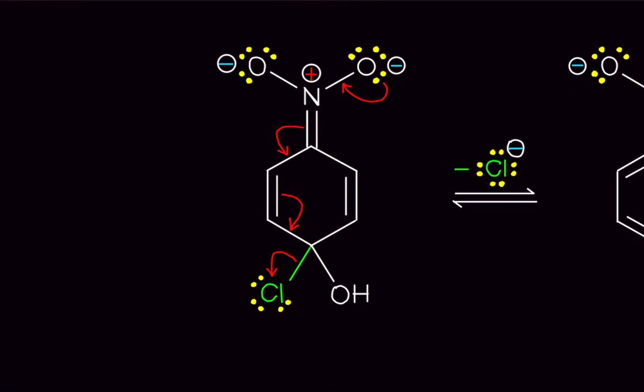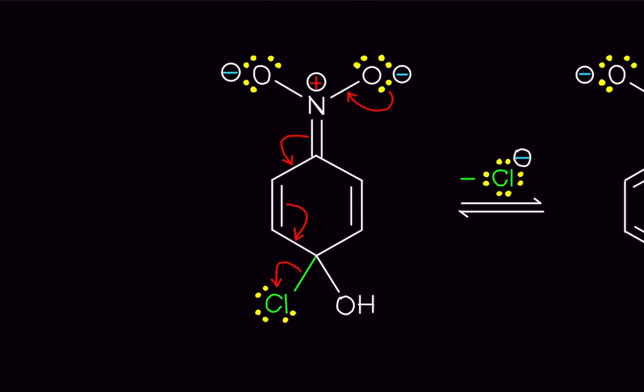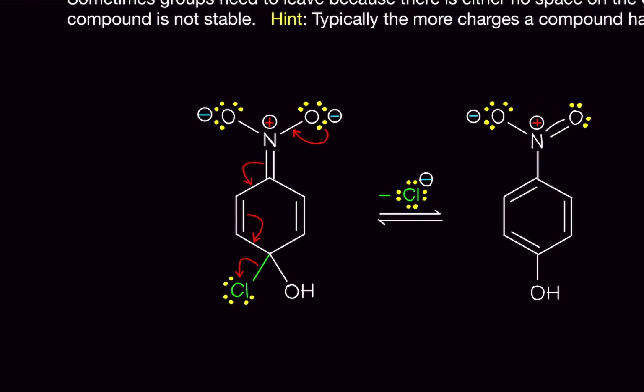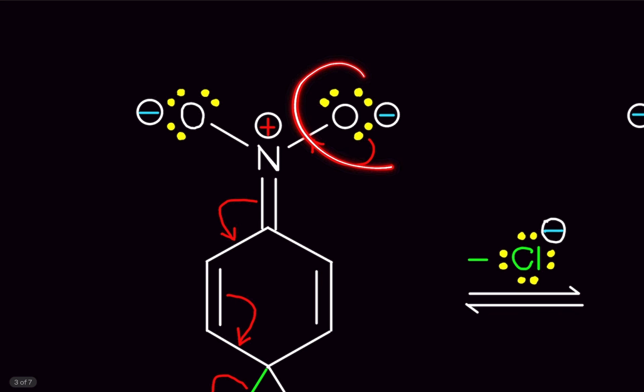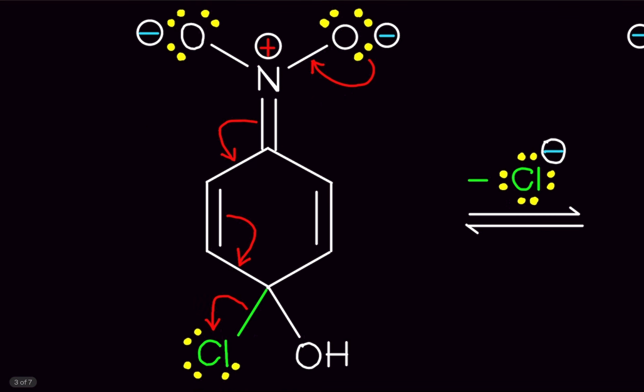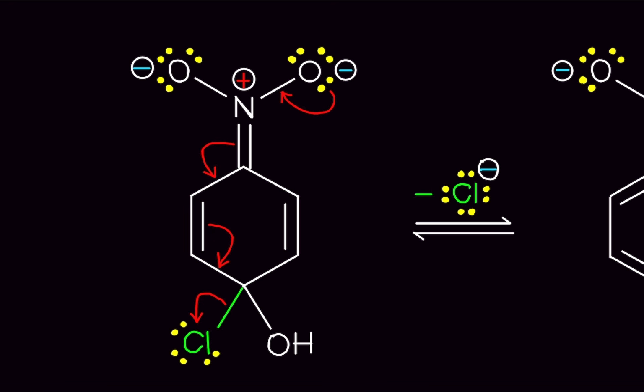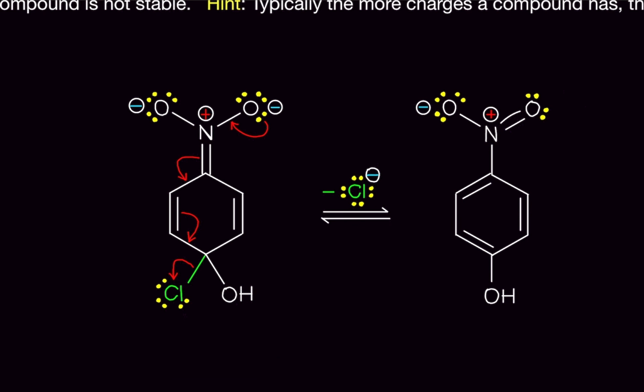So look at this molecule on the left here. Look how many charges it has. It has 1, 2, 3 charges. It's pretty unstable, but there's a way we can make it more stable by rearranging the electrons. So this oxygen is holding 3 pairs of electrons. What we can actually do is reconfigure this. So we can move one of these electron pairs here to create a double bond.